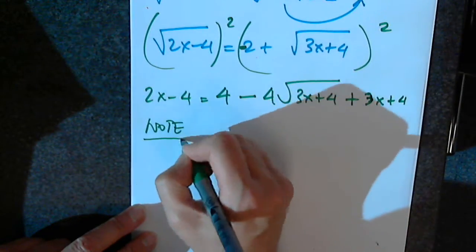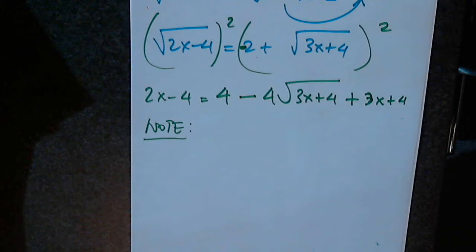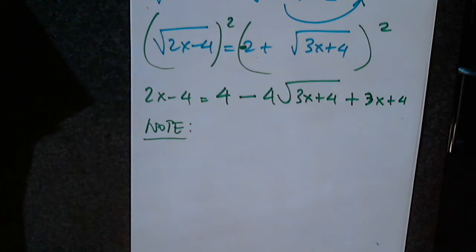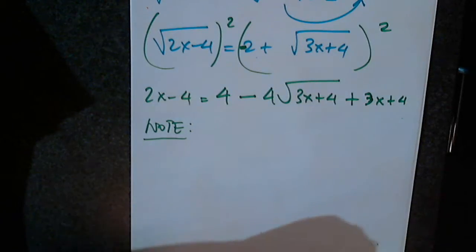Note, when we solve a radical equation with 2 radicals, can I get rid of both radicals in one step? No, I must square twice down the road. So let's write that note.